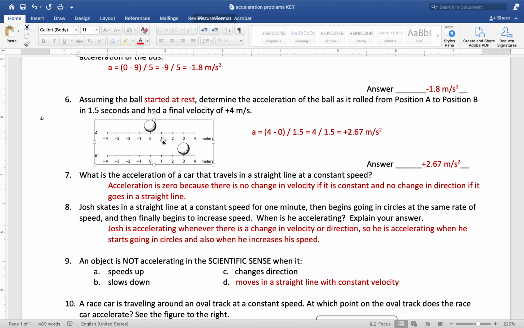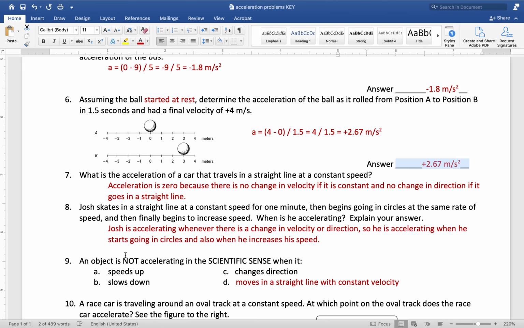So you actually didn't even need this picture at all. You don't need the picture because they give you the velocities in the problem, and you don't need to worry about the distance. So you really don't even need that picture at all. So your answer is positive 2.67 meters per second squared.